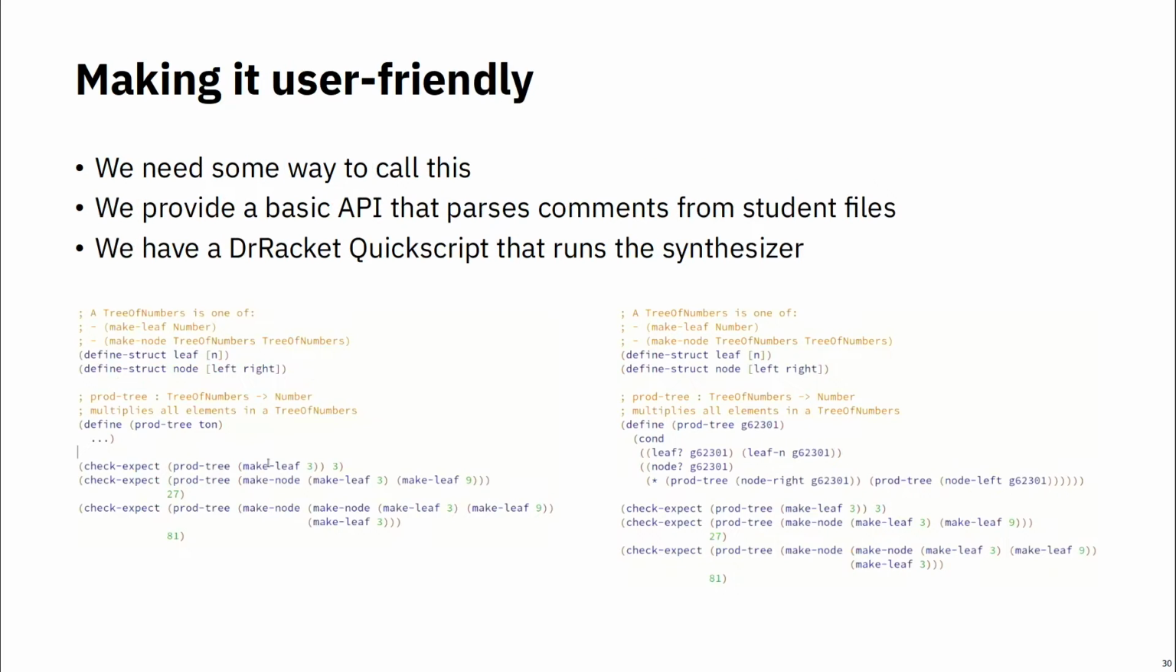We also need some way to call this. This is an older iteration when I was still doing a gen sim, so it looks kind of funky. I'm not doing that anymore. So we provide a very basic API that actually parses all of the comments from the student files. So it will literally read off the definition of a tree of numbers here. And we also made a DrRacket quick script that runs the synthesizer. And it works very well as of yesterday.